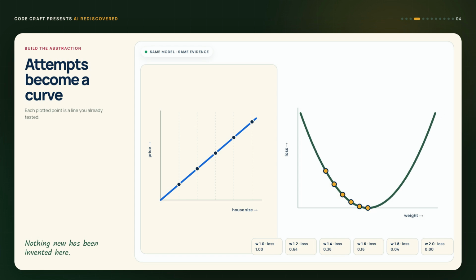This is the loss curve. It is not a magical landscape that appeared from nowhere. We built it from the prediction lines and mistake scores you already saw. Every position on this curve represents one possible prediction line.